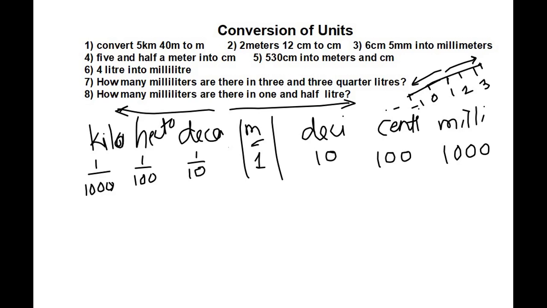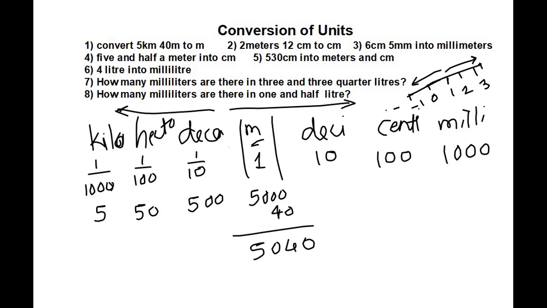So the first question that we have is to convert 5 kilometer and 40 meter to meter. So 5 kilometer. This is 5 and we have to convert it into meter. So going from here, multiply by 10, because I am going in the positive direction. This becomes 500 and this becomes 5000. And what you have is another 40 meter. So total becomes 5040.